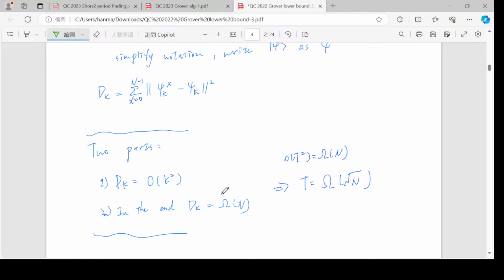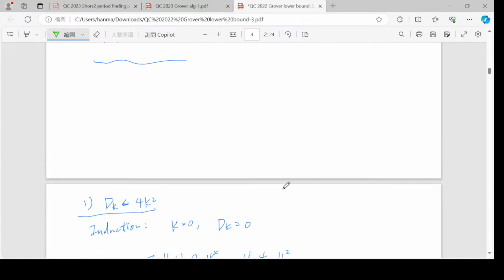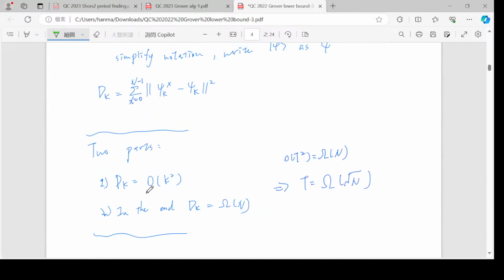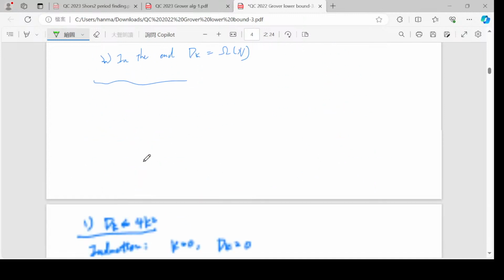And this is kind of easy to see because you can feel that this should be constant for every pair. So you sum over n pairs, so there are omega n. And if you want k squared to be n, then k will be square root n. Okay, and then let's prove the first part.